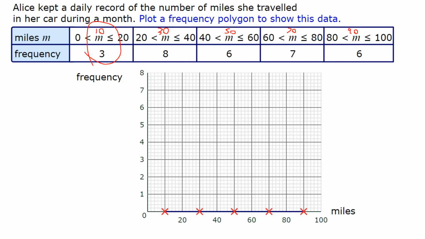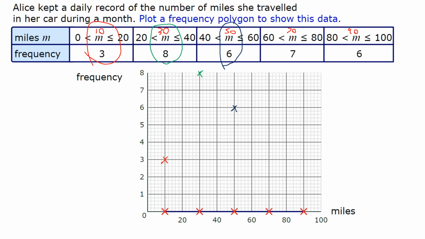So I'll give you an example. At 10 miles, the frequency is 3. So let's plot that on our graph. And now the next point. At 30 miles, the frequency is 8. So let's plot 8 there. At 50 miles, the frequency is 6. So let's plot 6 over here.